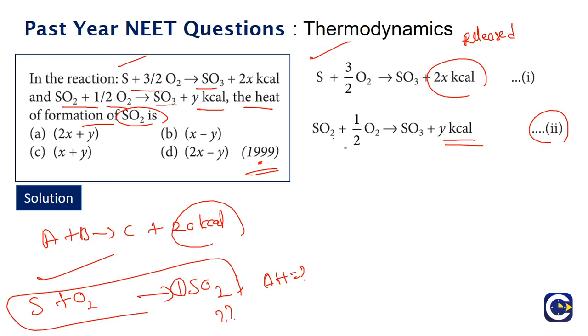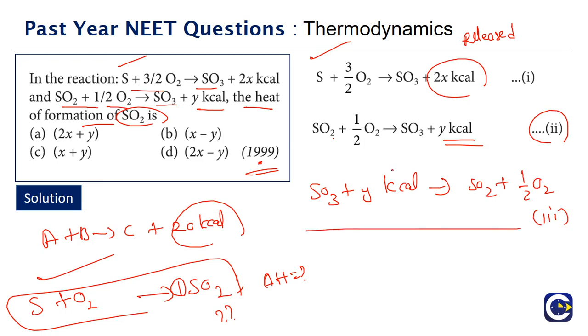If you reverse the second reaction, how do we write it? SO3 plus Y kilocalories gives rise to what? This comes to this side: SO2 plus half O2. This is, let us say, the third. Now just forget about the second.